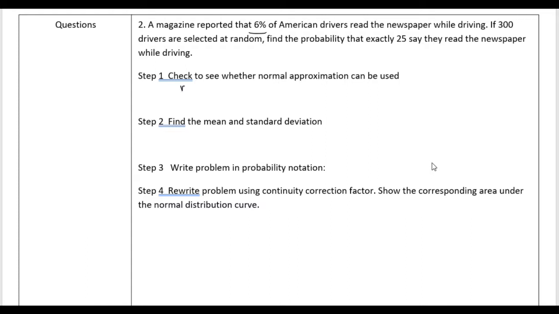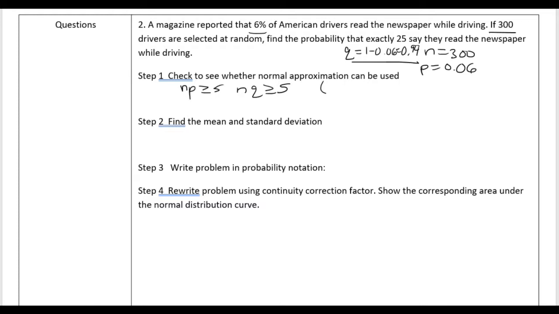All right, so step 1, check to see whether the normal approximation can be used. So we're going to be checking these. n is 300 in this example. p, the probability of success, is 0.06. The probability of failure is 1 minus 0.06, which is 0.94. So q is 0.94, p is 0.06, n is 300. Now we're going to plug it in.